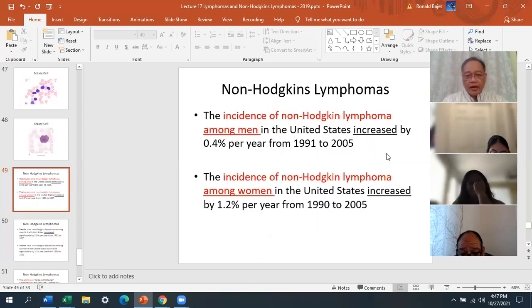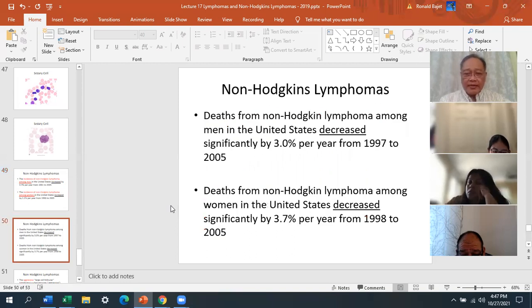The incidence of non-Hodgkin's lymphoma among men is increasing at a rate of 0.4% during the years of 1991 to 2005. I'll probably get more recent numbers, but it's increasing by 0.4%. Among women, it increased by 1.2% per year during the same time period, 1990 to 2005. Deaths from non-Hodgkin's lymphoma actually decreased by 3% between 1997 and 2005.